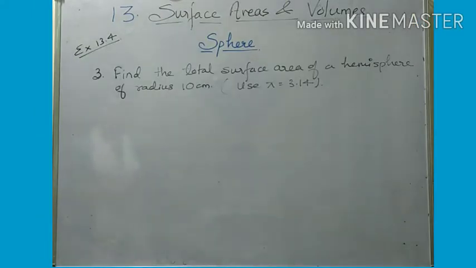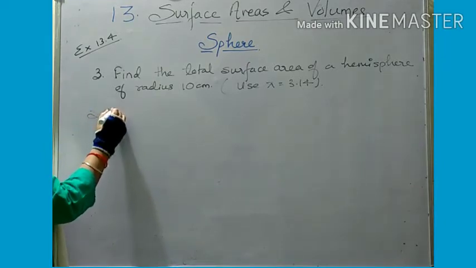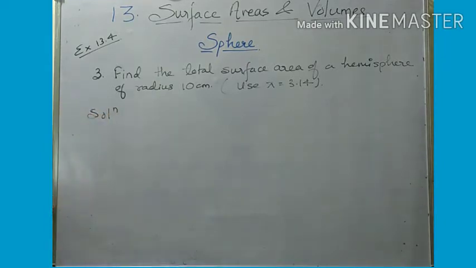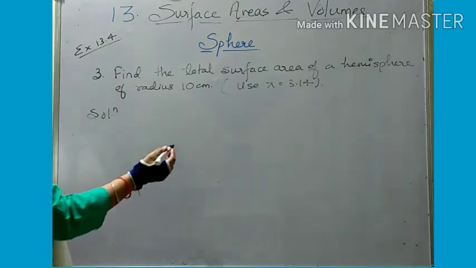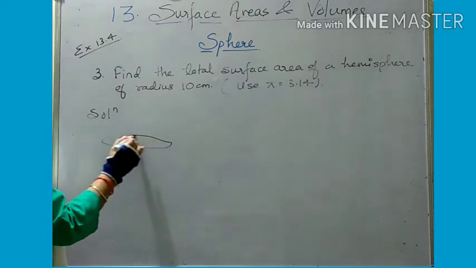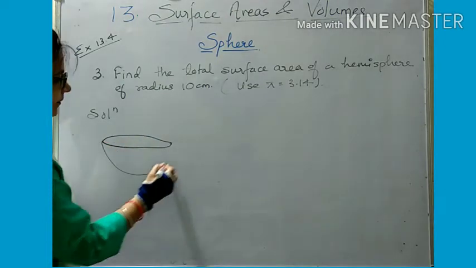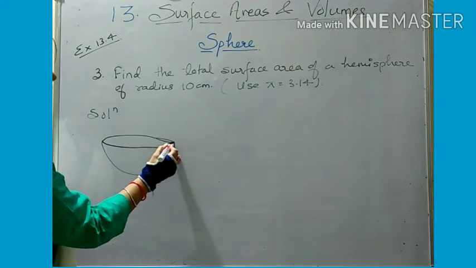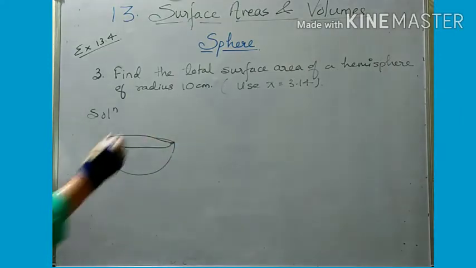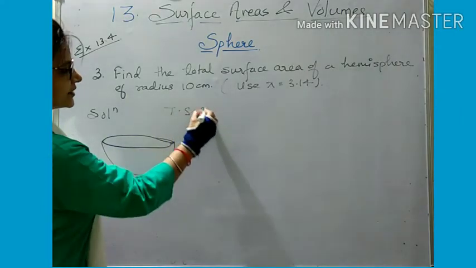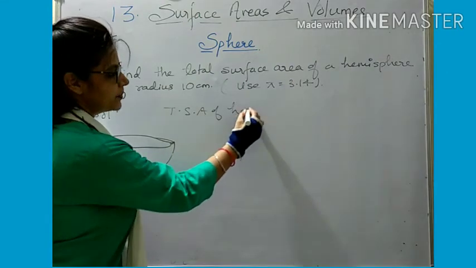Now question number 3. Find the total surface area of a hemisphere of radius 10 centimeters. What we have to find? We have to find the total surface area of a hemisphere. Now what is a hemisphere? So this is our hemisphere. Okay. Now we have to find the total surface area.